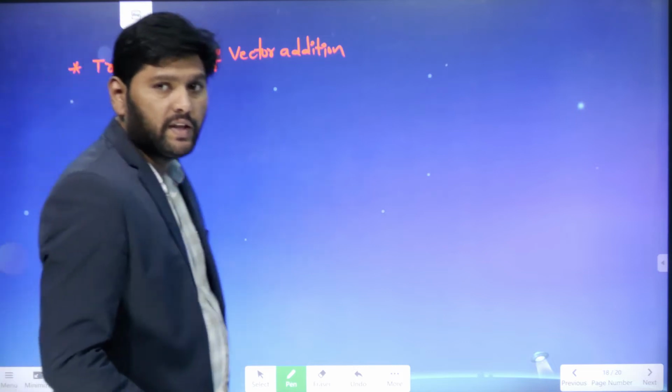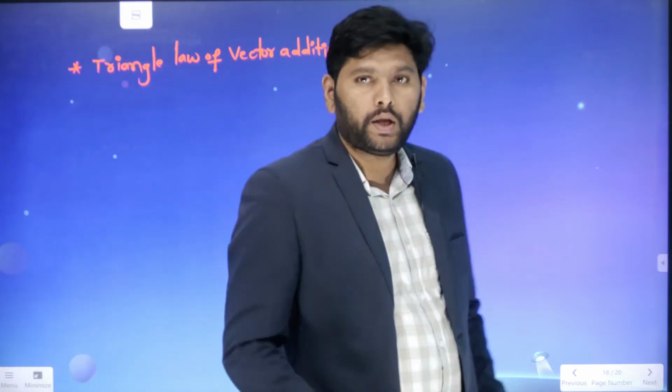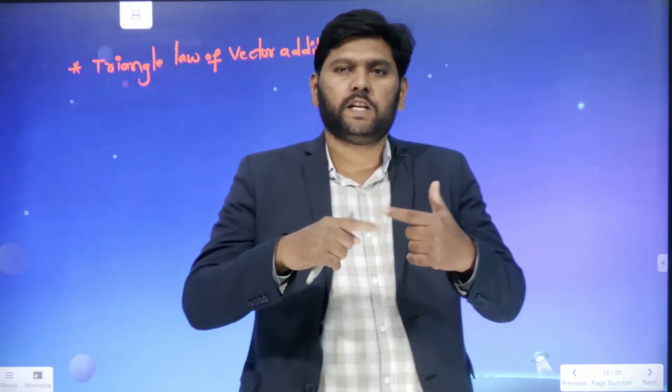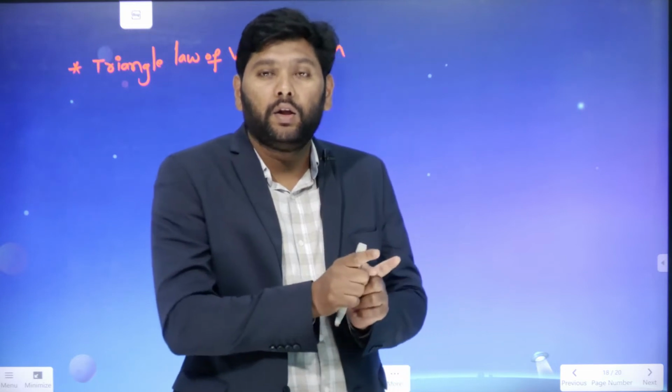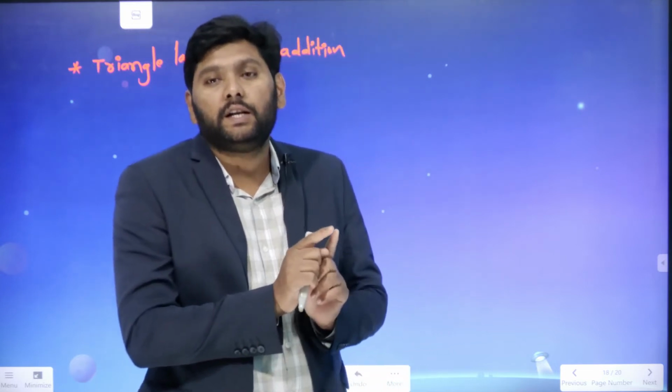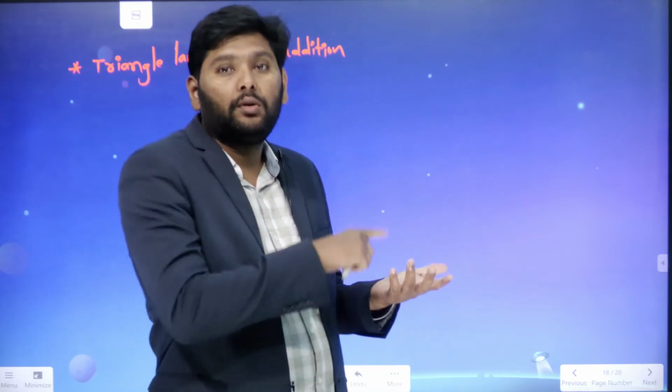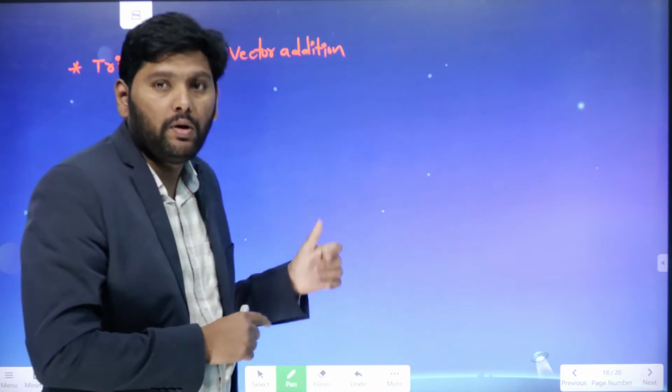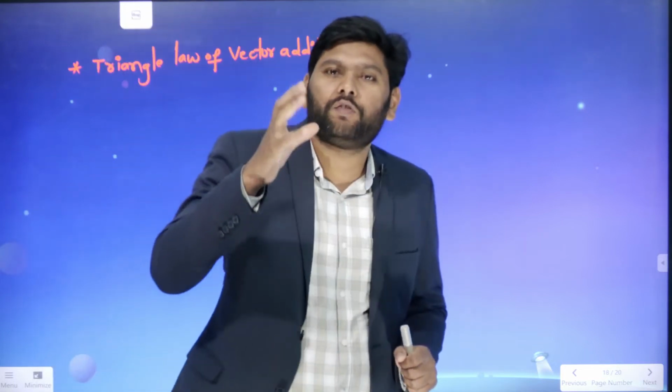The statement is very easy. In the general method we used some condition. What is the condition? First vector head, second vector tail you must join, and the resultant would be from the first vector's tail to the last vector's head. The triangle rule is also the same, but the triangle law is used only when two vectors are adding.